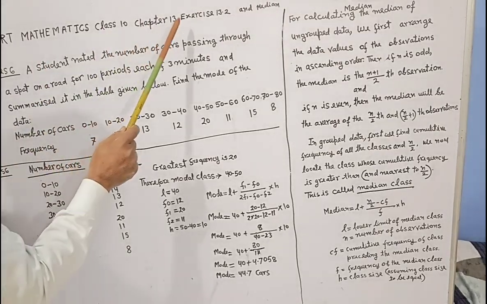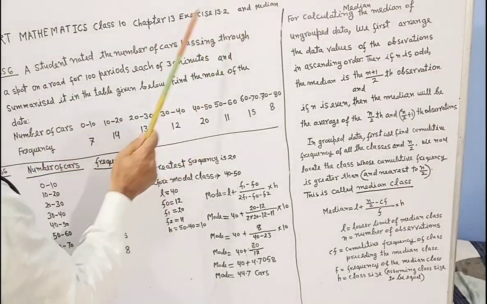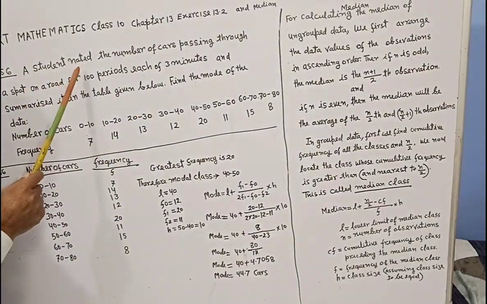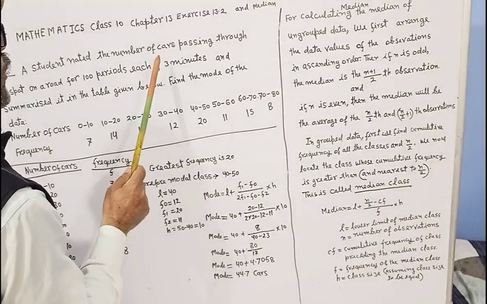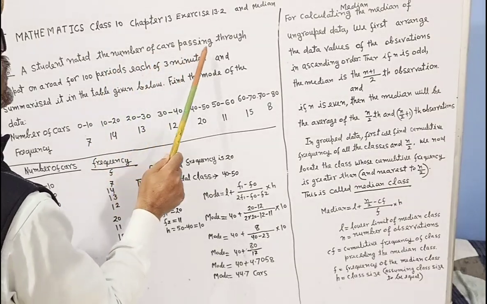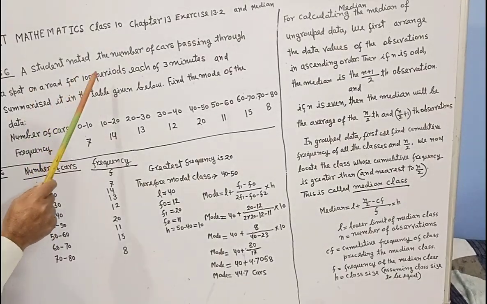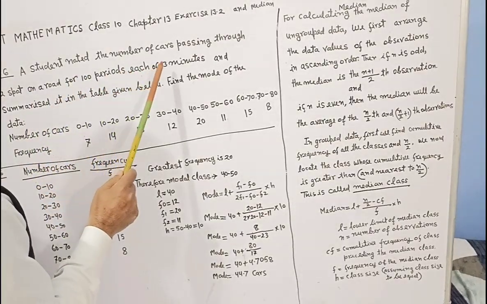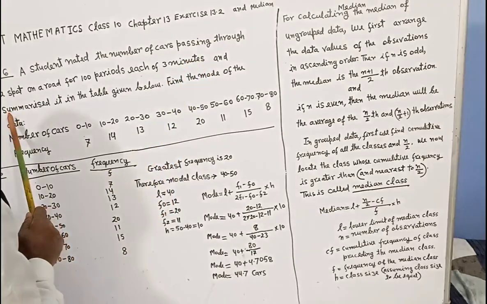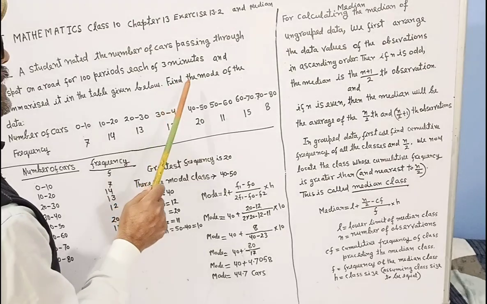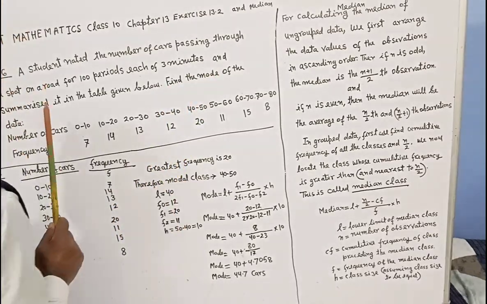Clustering chapter 13, exercise 13.2 and median. Question number 6. A student noted the number of cars passing through a spot on a road for 100 periods, each of 3 minutes, and summarized it in the table given below. Find the mode of the data.